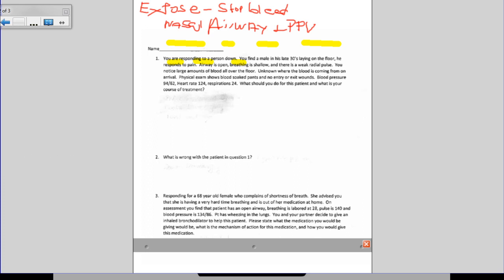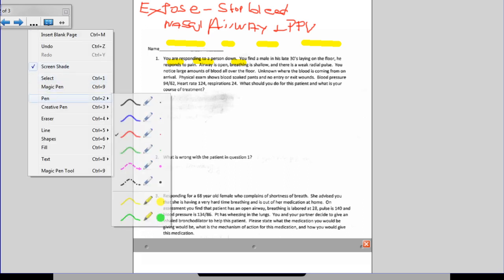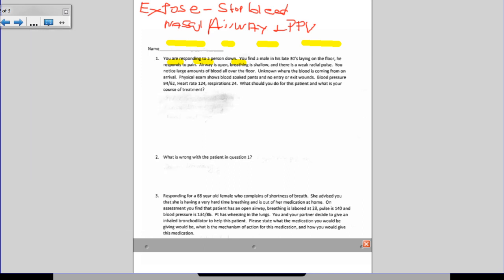All right, so let's find the important stuff here. 68-year-old female, shortness of breath, hard time breathing. Okay, out of medications at home. Okay, assessment by the patient. Patient has an open airway. Nice, we'll keep that. Labored though at 28. Labored doesn't mean that the patient is in respiratory failure. Labored is just that. Labored means the patient is working to breathe.